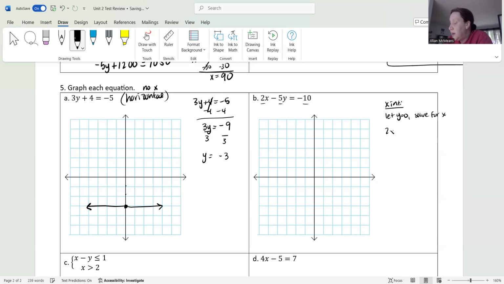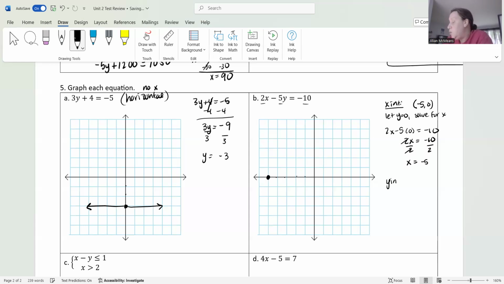So we would get 2x minus 5 times 0 equals negative 10. Well, 5 times 0 is just 0, so that leaves me with just 2x minus 0, or just 2x. Now I have 2x equals negative 10, so I want to divide both sides by 2. On the left, 2 divided by 2 is just 1, leaving me with 1x. And on the right, negative 10 divided by 2 is negative 5. So my x-intercept is the ordered pair negative 5, 0. So that would be the point right here.